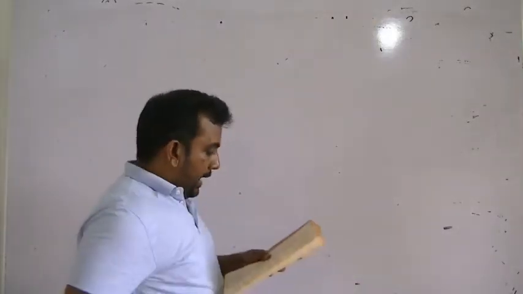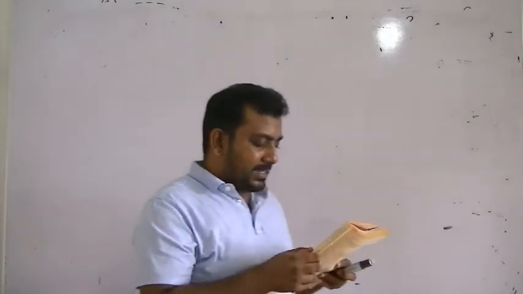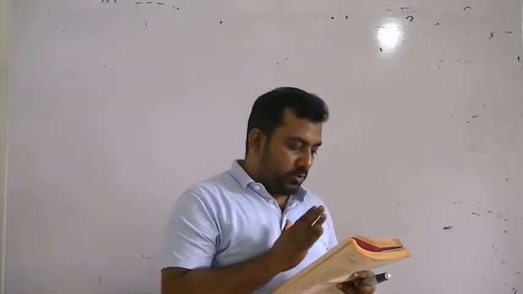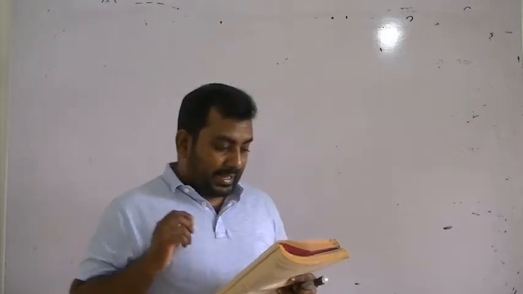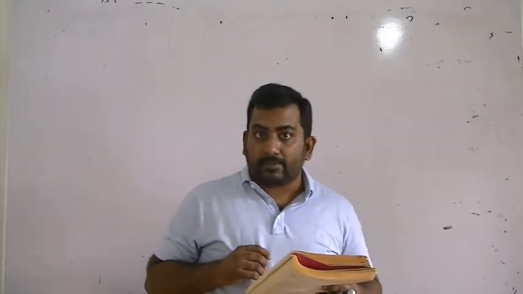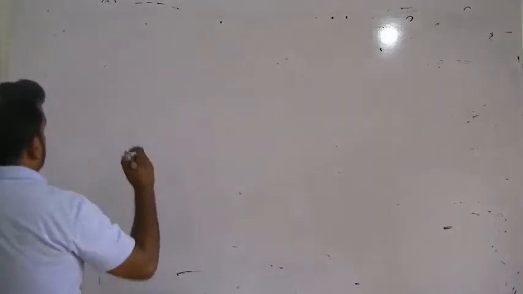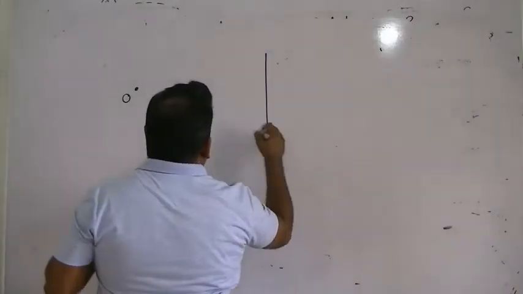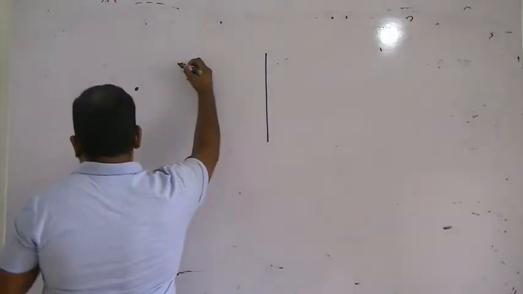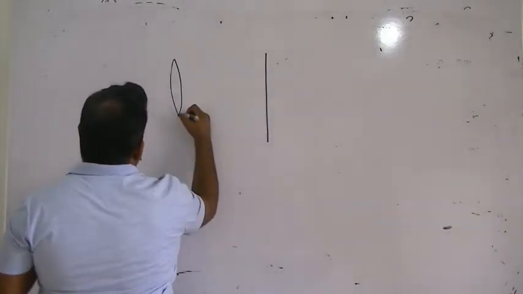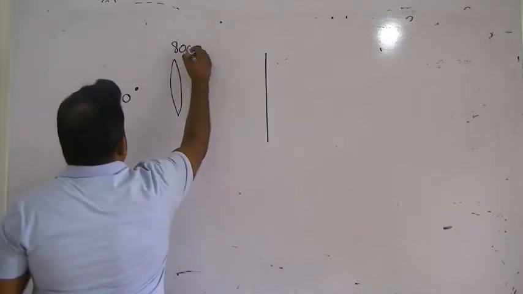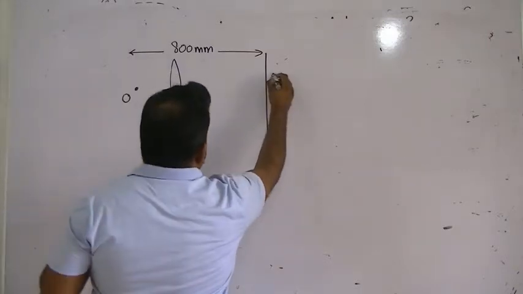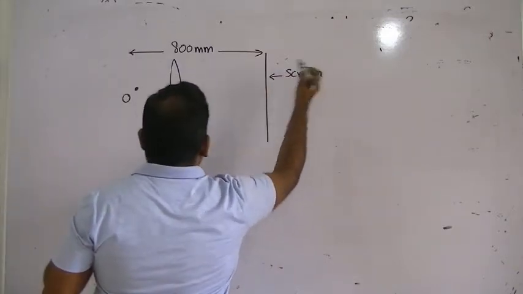Right. An object O and screen S are placed 800 millimeters apart. A converging lens is moved between them until a clear image of the object is obtained on the screen. Right. So it's a very famous question. What's happening is there's an object here and a screen there and the lens is moved. The distance between the object and the screen is 800 millimeters.